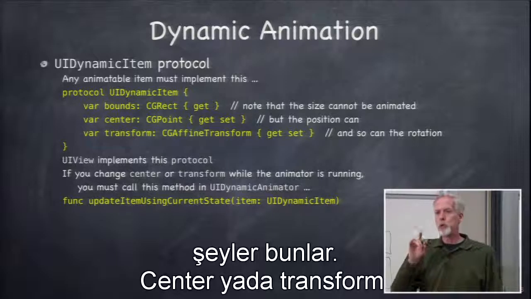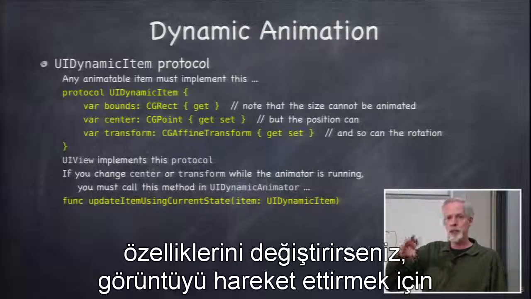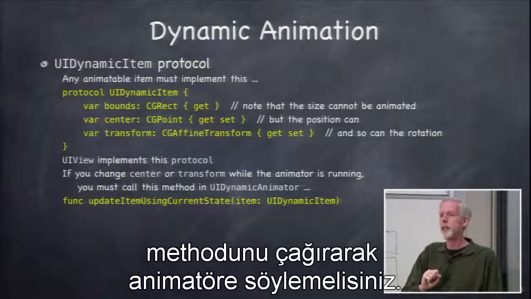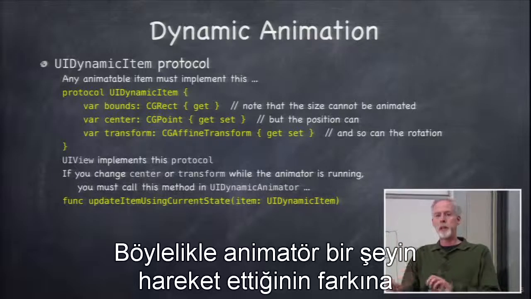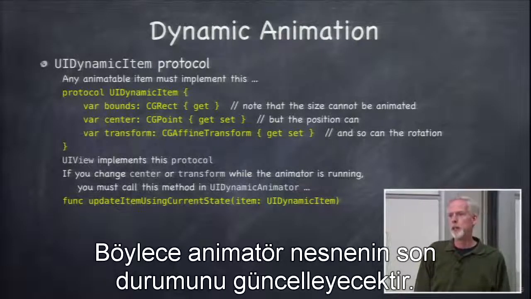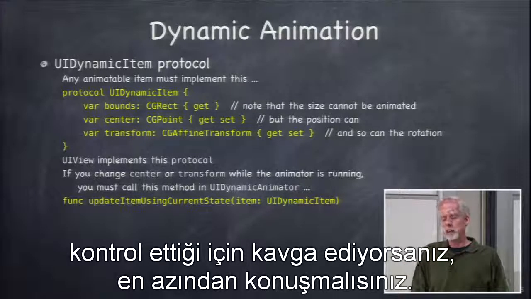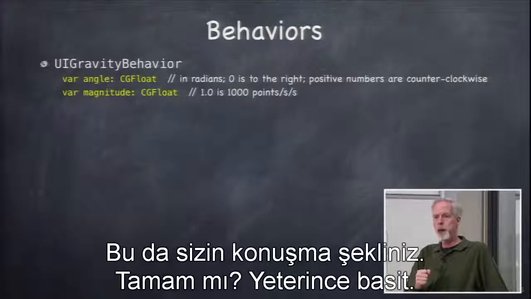Okay? Now, if you change the center or the transform, like you change the frame or the center of the view to move it, and the animator has a hold of it, you've got to tell the animator you did that by calling update item using current state. And you just pass the view, okay? And so the animator can say, oh, that thing moved, and it'll update its internal state to start from wherever that thing is. Does that make sense? Obviously, if you and the animator are fighting over who's positioning a view, you have to at least communicate, and this is how you do it. Okay? Simple enough.